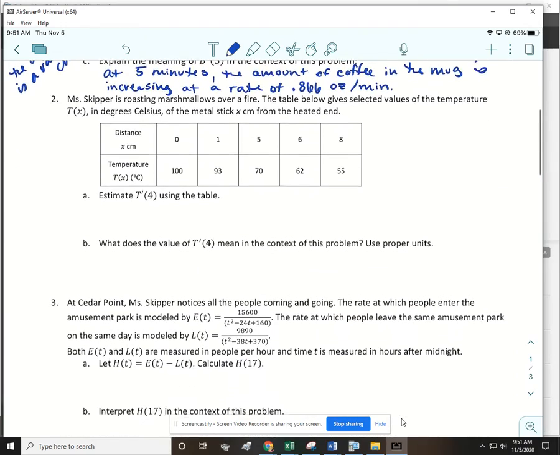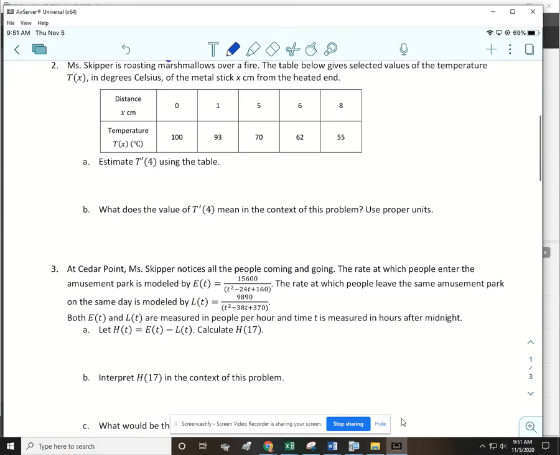All right, so this is a little out of order. So at the end of the day, I'm roasting marshmallows over the fire, and the table gives the selected values of the temperature in degrees Celsius of a metal stick that is heated from the end. So x is the number of centimeters from the end of the stick. All right, so we're going to estimate T prime of 4.